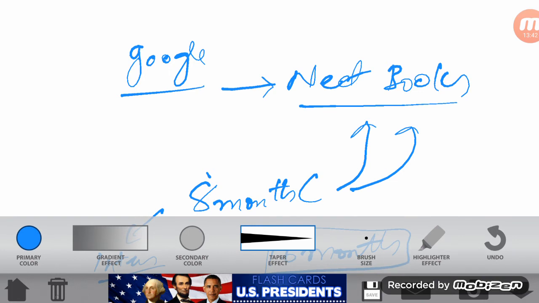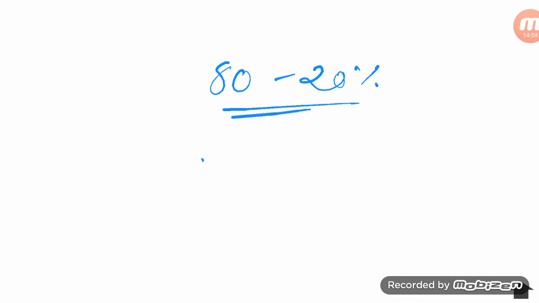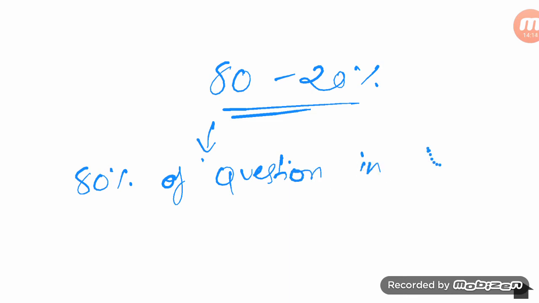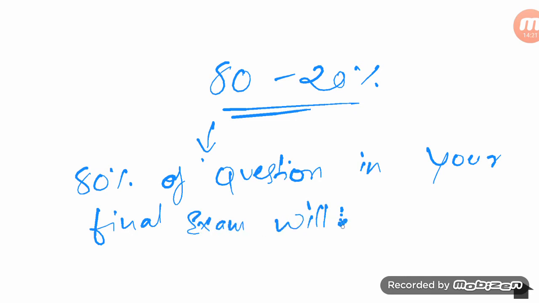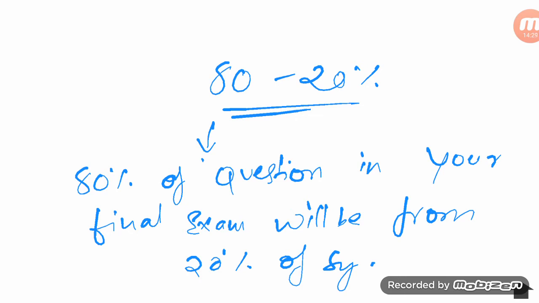So we prepared a module in such a way that we give much importance to the stuff which is very important. We purify and segregate the stuff which is more important, just by following the general logical rule, a simple 80-20 rule. The 80-20 rule is that 80% of questions in your final exam will be from 20% of the syllabus. Very simple. So 80% scoring questions will be from 20% of the syllabus.